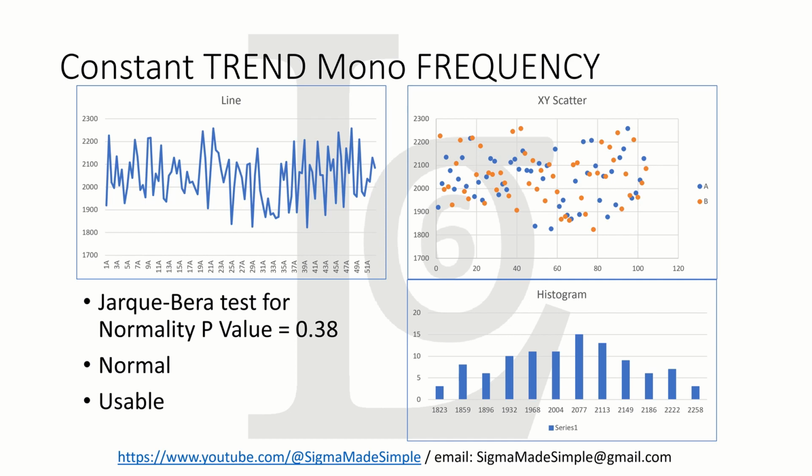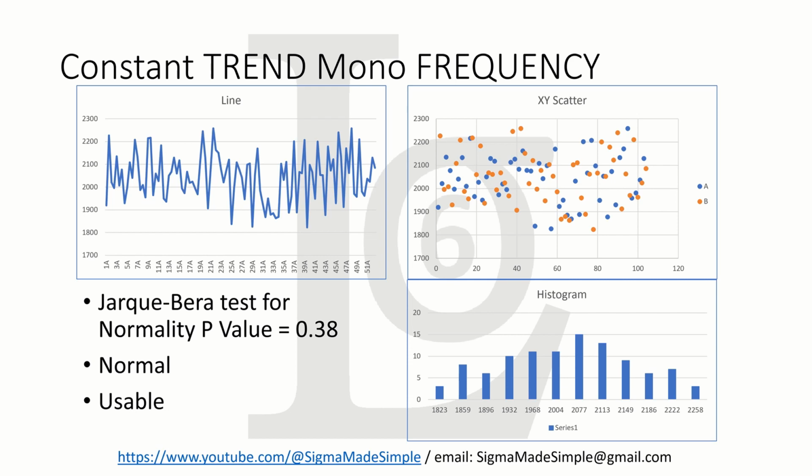So an XY chart with different colors for different sources of frequency will show you if the data is usable, or if you have actually two different sets of data, and that's what I call multi-frequency. Lastly, you check out your histogram just to get a feel for how it looks.